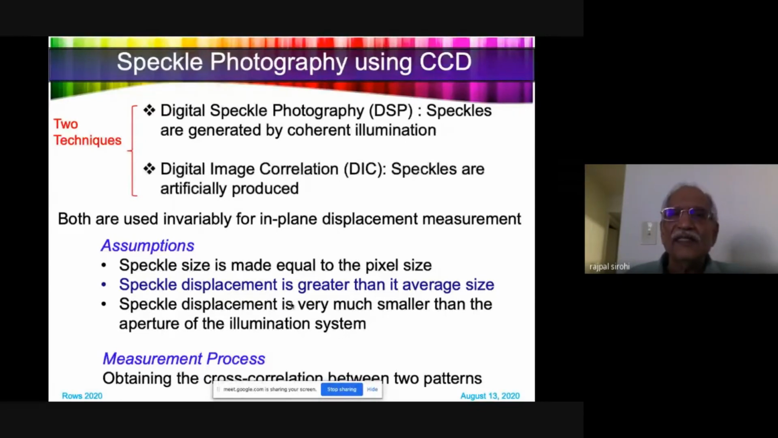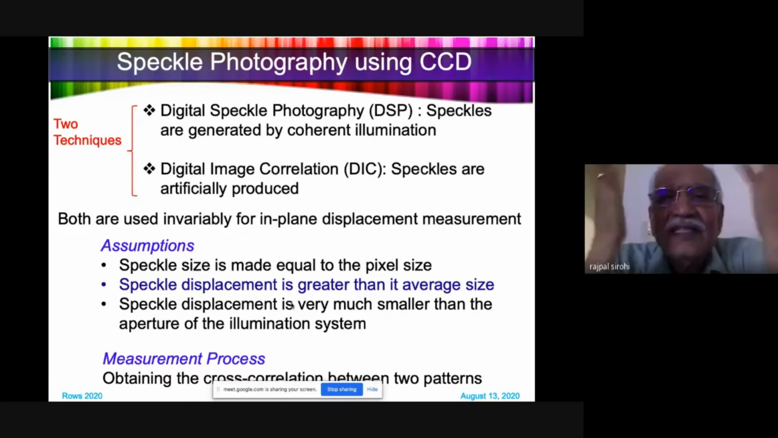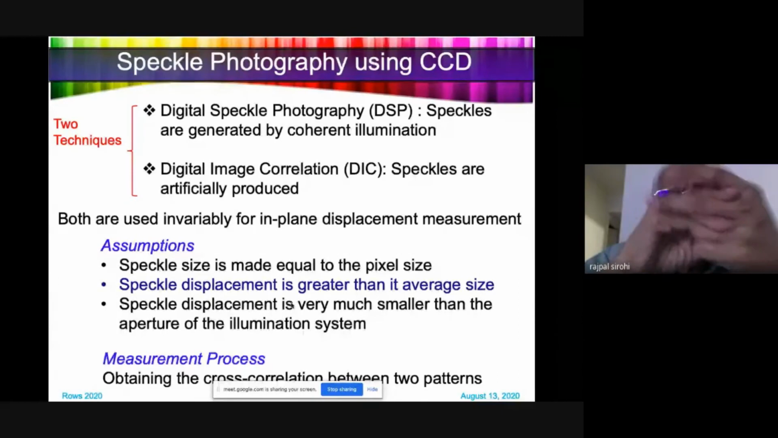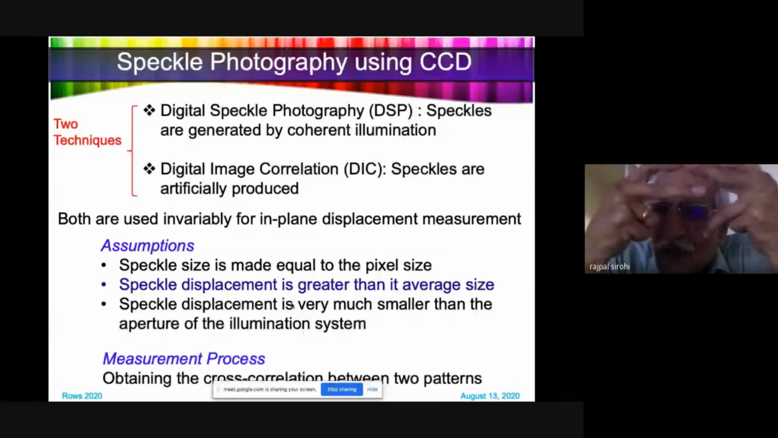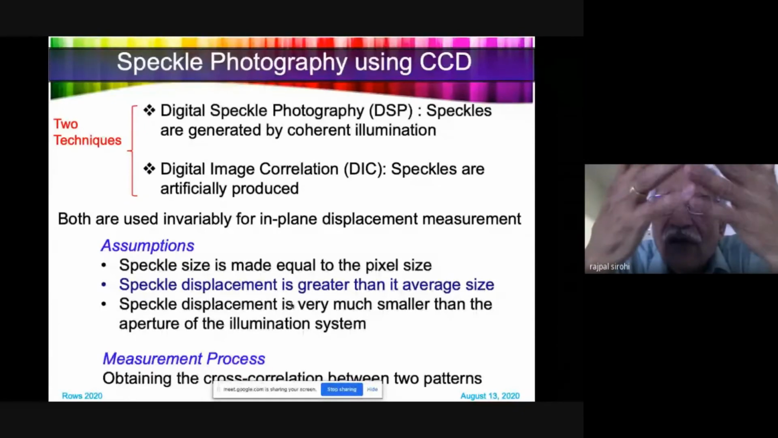Here, the speckles are artificially produced. And one of the simplest ways one does it: take a brush, dip it in black paint, and shake it on the object. You generate black dots on that. This is how the speckles are generated. And both of them are used invariably for in-plane measurements. But if you want to use it for out of plane also, along with in-plane, you have to use 2 cameras, sometimes 3.